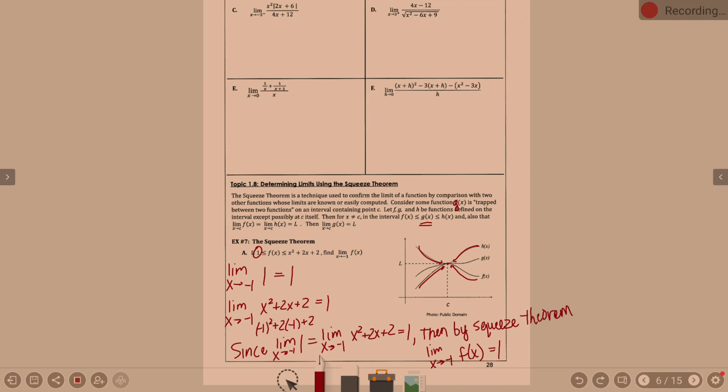There's one more squeeze theorem example on the next page, and it's a little bit of a different example. We definitely don't have time to go through that.